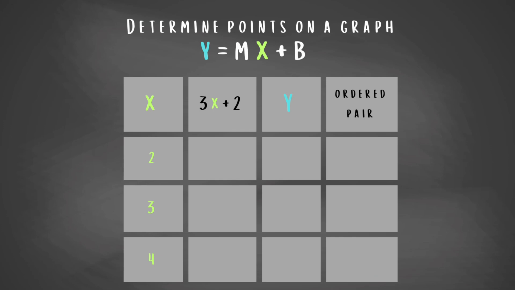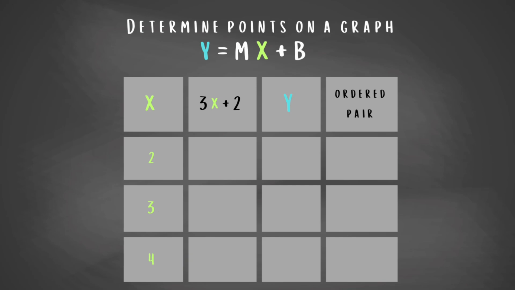Sometimes you might be asked to determine points on a graph and you're given a table. You're going to be given your function and you're going to be given the x values. So the function that we are working with is 3x plus 2. We are given the x values of 2, 3, and 4. What we're going to have to do is substitute the x values where the x is in our function.